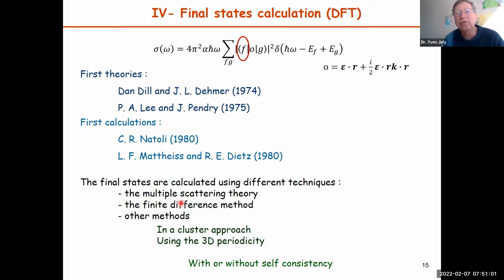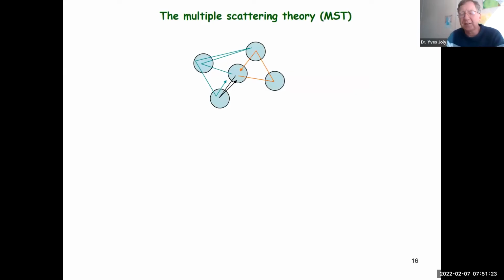And after, to solve this in 3D periodicity or in the cluster, you can use different theories. All the methods are possible. The most often used in XANES is the multiple scattering theory. And it is done in FDMNES, but in FDMNES, the name FDM comes from the finite difference method, because there is also a second method, which is more precise than the first one. That's the multiple scattering theory.